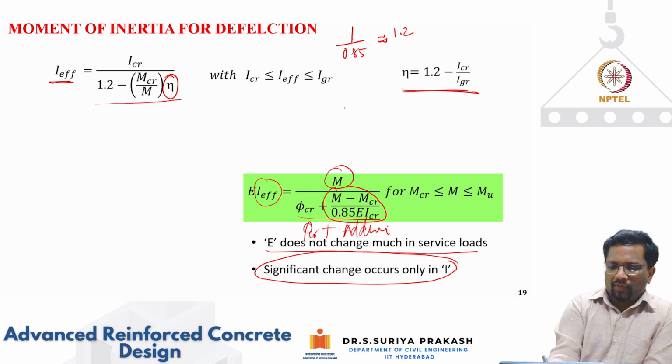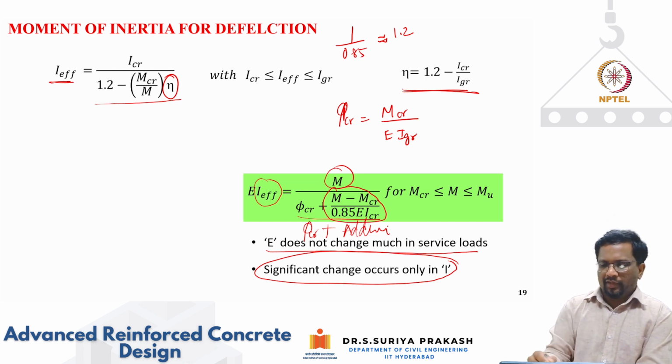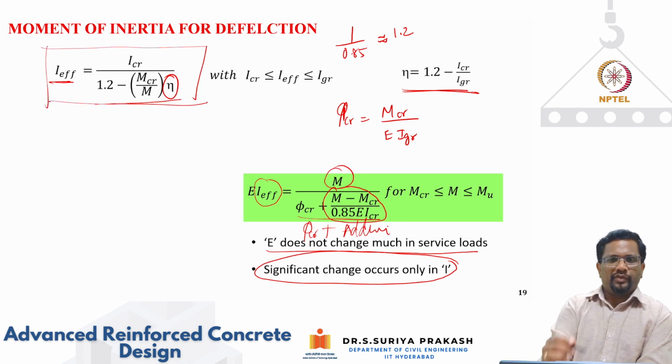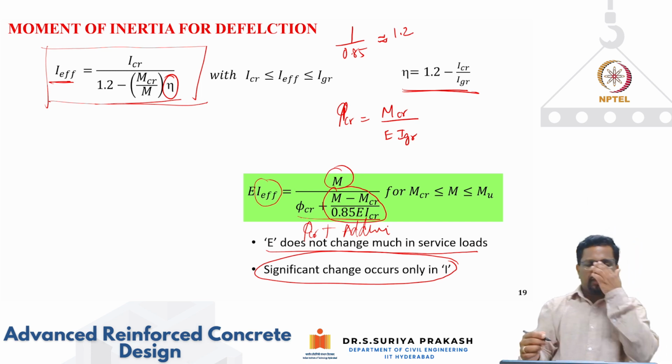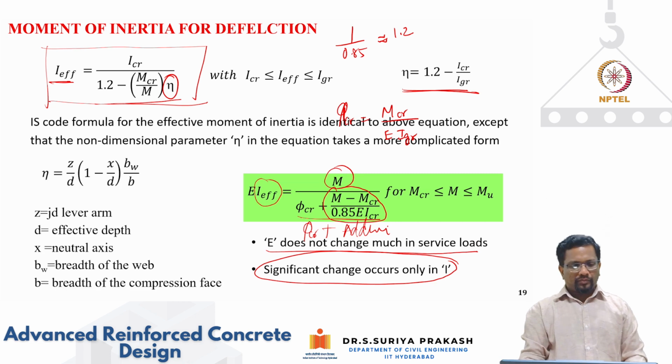So again, what is it that we are doing now? Phi cracking can be written as M cracking divided by E into I gross. See, in this way, if I substitute for phi cracking as M cracking by I gross, and then simplify and cancel E on both sides, I can derive this expression for I effective like this, in a simplified form, with eta taken as 1.2 minus I cracked by I gross, which is your gross moment of inertia. Right.